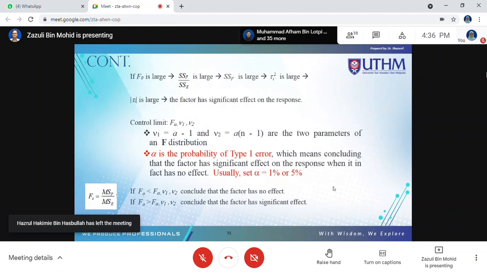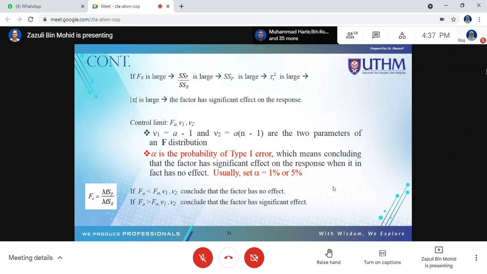So what does it mean by the F0 is explained in this page, whereby if the F0 is large, it means that the tau square is large. When the tau is large, the factor has significant effect on the response. Okay.